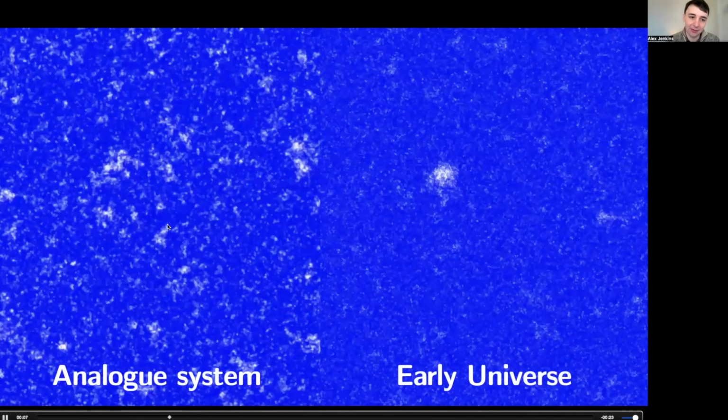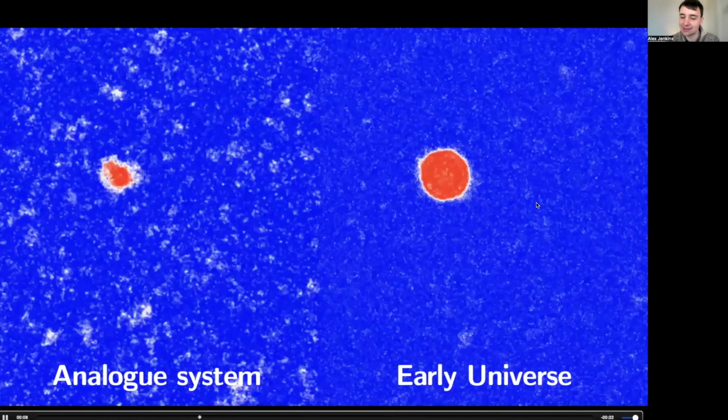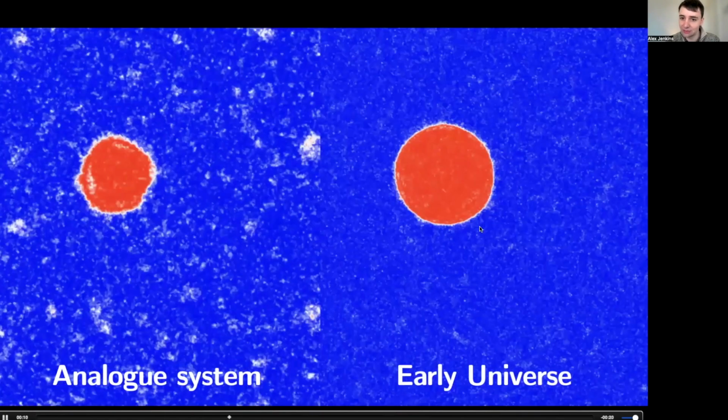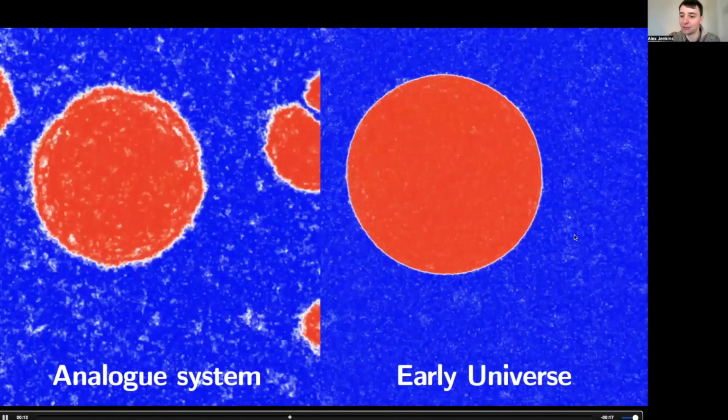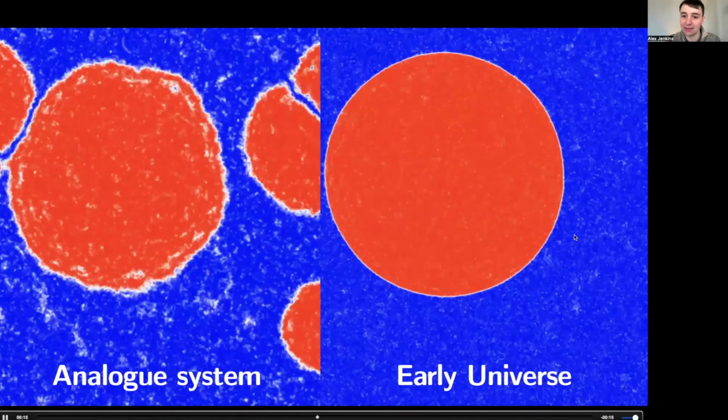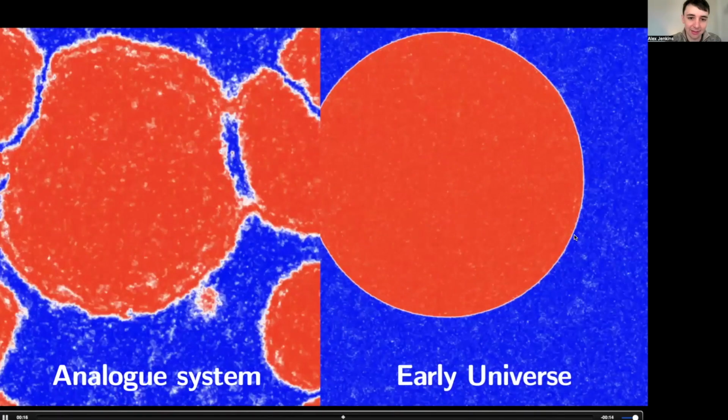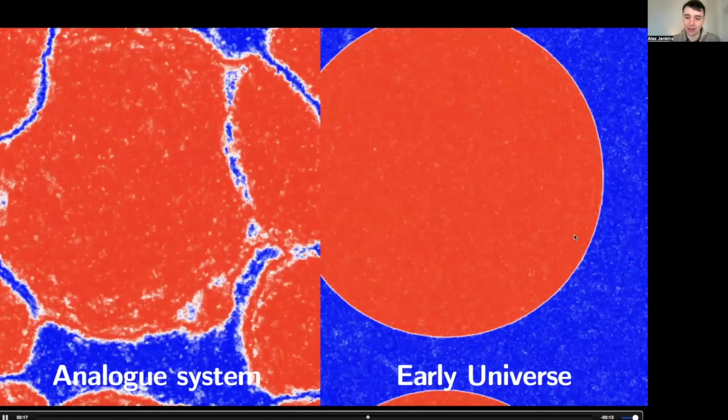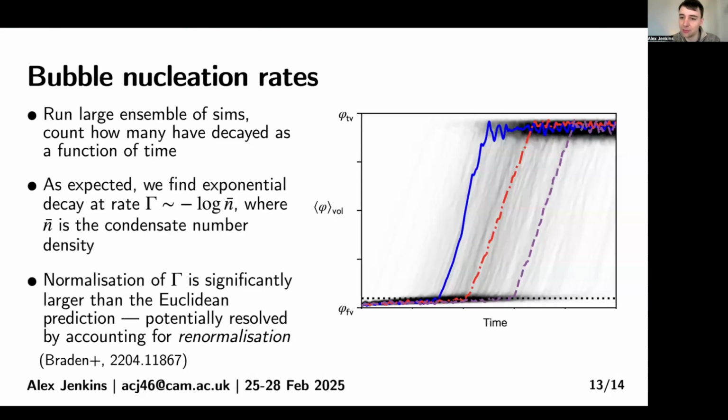There are clearly some differences as well, and these are the kinds of things that we're still trying to unpack and understand at the moment in order to probe this analogy more deeply. But we have some ideas for where these could be coming from. So what are the kinds of observables that I can extract from these simulations? In particular, with the idea of being able to compare with experimental data at some point in the near future. Well, one thing you can do immediately to make contact with the Euclidean formalism is to extract decay rates.